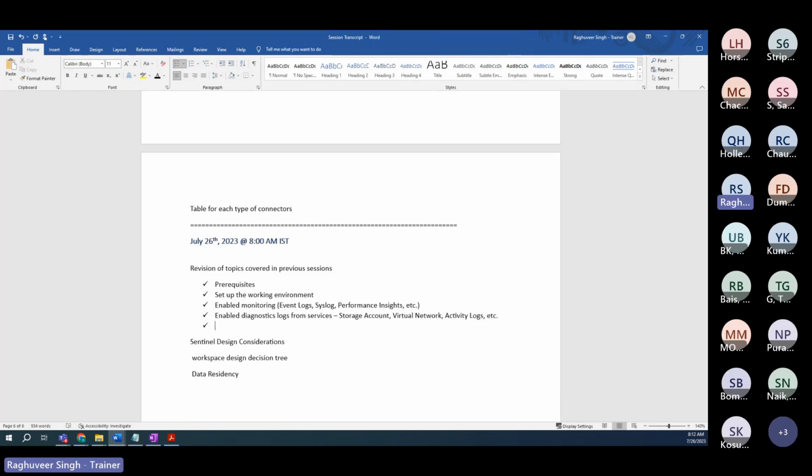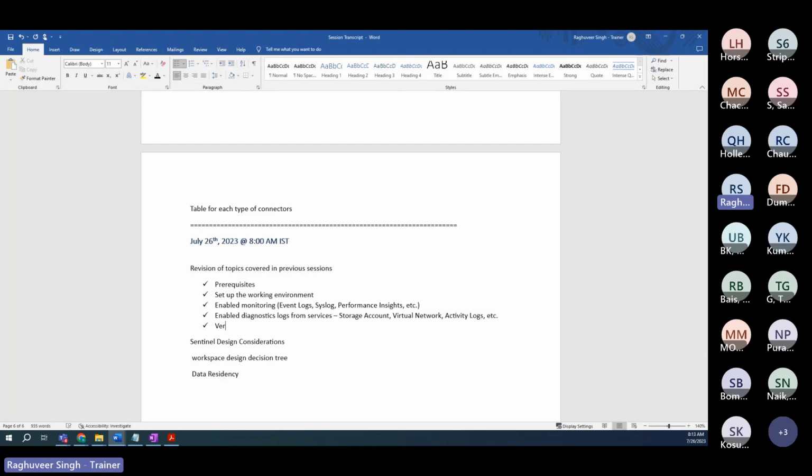Now, diagnostic logs capability is available in all the services. So most of the services, 99% of the services that you deploy in Microsoft Azure Cloud, under monitoring, they have an option to enable diagnostic logs and stream those logs to a storage account, to a log analytics workspace, to an event hub, or to a partner solution. So we primarily followed log analytics workspace. We basically enabled diagnostic logs for services to the log analytics workspace, which is integrated with the Microsoft Sentinel service. So that's what we did.